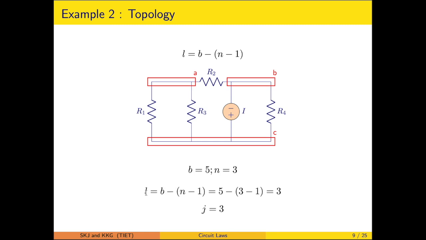Now here the number of independent loop equations is 3. So if you identify this as a loop, which is a closed path, this is a closed path, and this is a closed path. So you require 3 equations to solve this circuit.